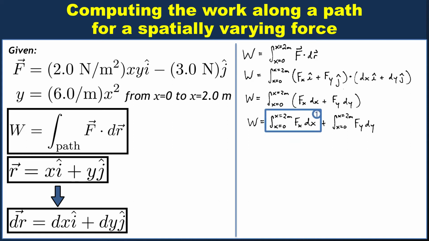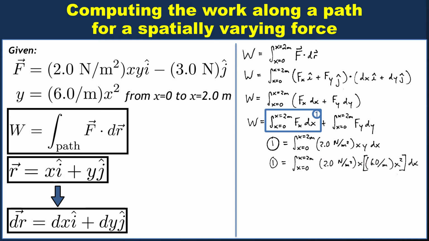The first step is to substitute in our expression for the x component of F, namely 2 newtons per square meter times x times y. So we do that, and now the problem with this integral is that it involves a y. Fortunately, the equation for the path equates y with 6 inverse meters times x squared, so we can just substitute in the equation for the path and get an integral that's entirely in terms of x, which is exactly what we want. Now we have a 1D integral, easy to solve. Let's combine and pull out those constants so that this integral becomes 12 newtons per cubic meter times the integral from x equals 0 to x equals 2 meters of x cubed dx.